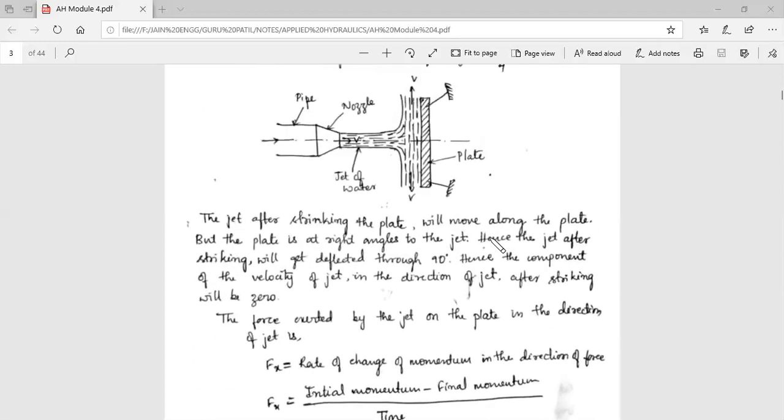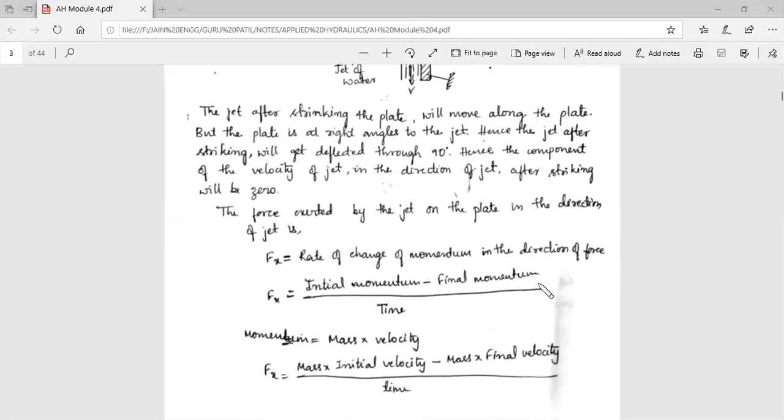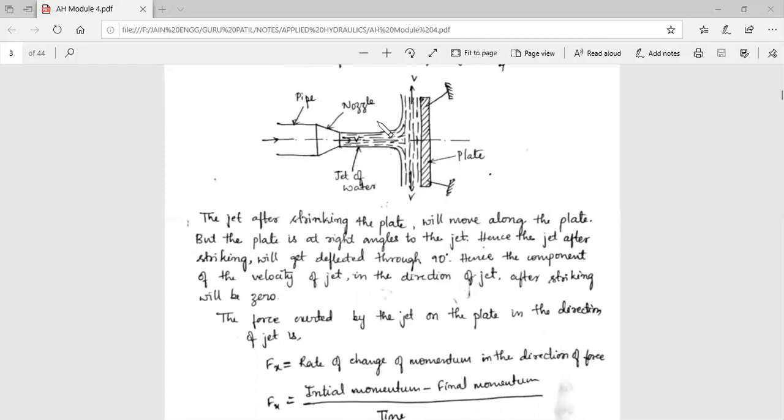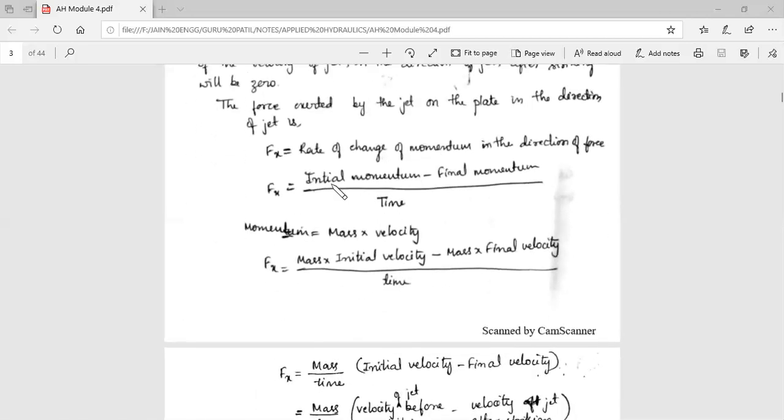Now here we need to understand one thing: the jet, after striking the plate, will move along the plate. So when the jet comes and falls on the plate, it moves along the plate. When it moves along the plate, there will be a component of force that is deflected by 90 degrees. Therefore, the rate of change of momentum is nothing but the initial momentum, before hitting the plate, and the final momentum, after hitting the plate. So here we need to take the initial momentum minus the final momentum.